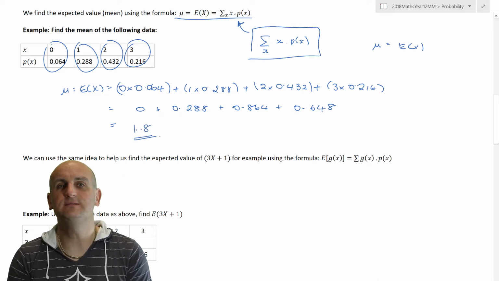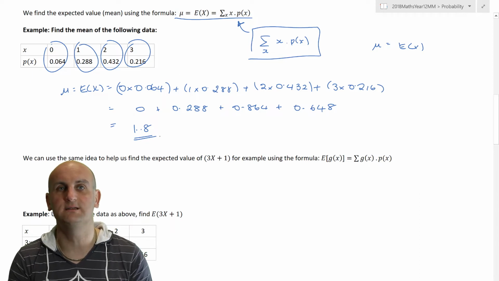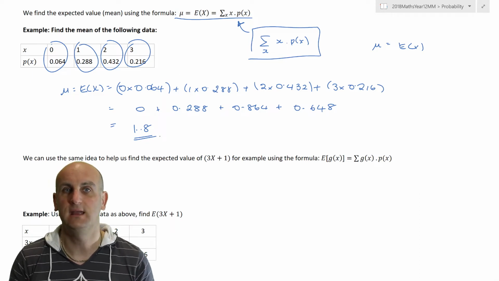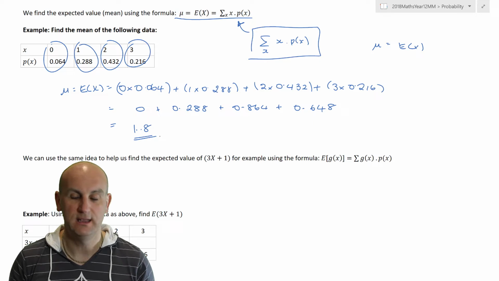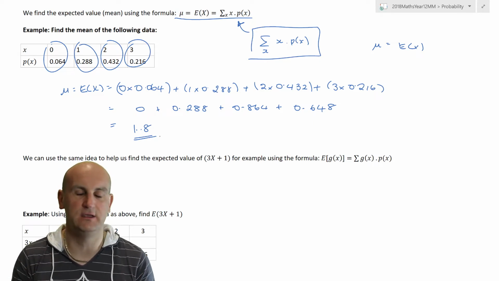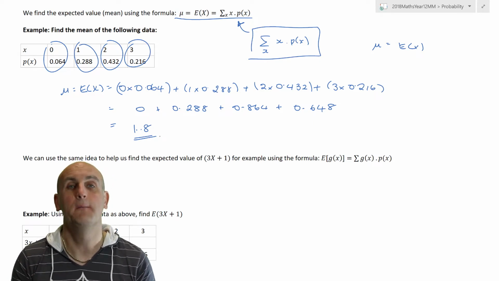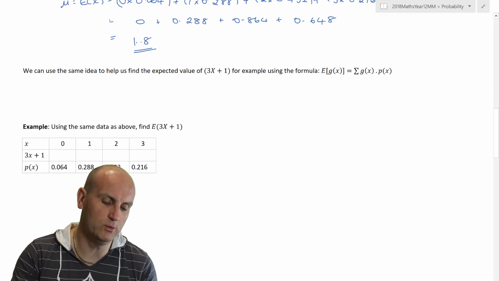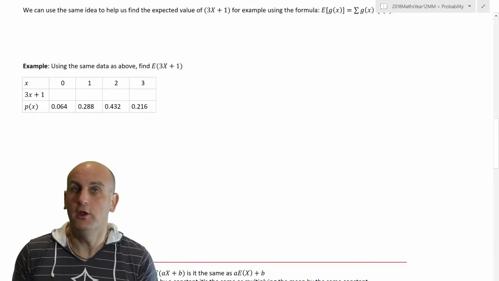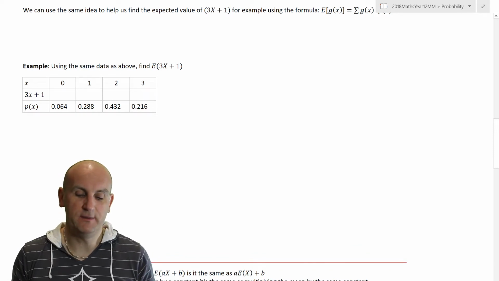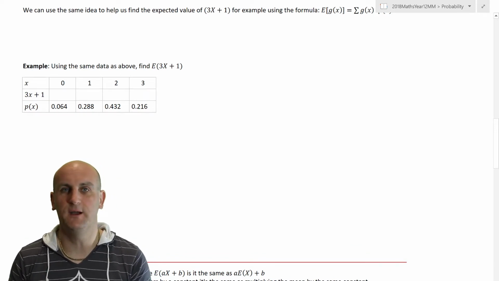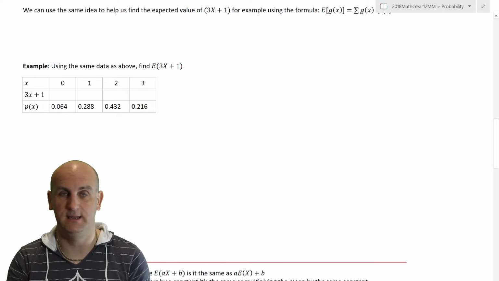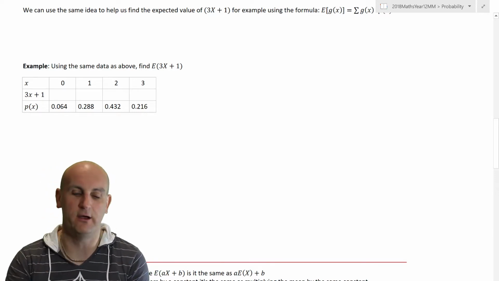What does that mean? Well, that means my expected number of white balls being taken out of a bag, if I'm taking 3 out at a time, is 1.8. Now, that doesn't make a huge amount of sense because I can't have 1.8 balls. But expected values can take decimal points, and so we don't really worry about it. So can I use the same idea to help me find this expected value of 3x plus 1? Now, first things first, what does that even mean? Good question, new video. That's like an hour in itself.